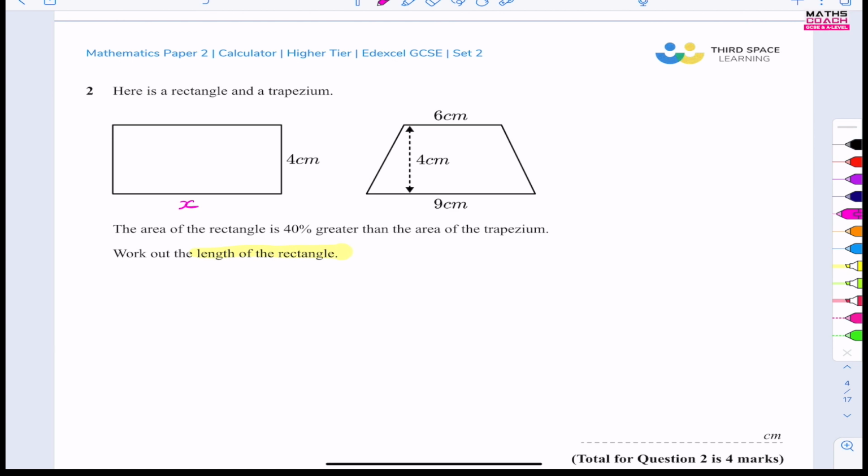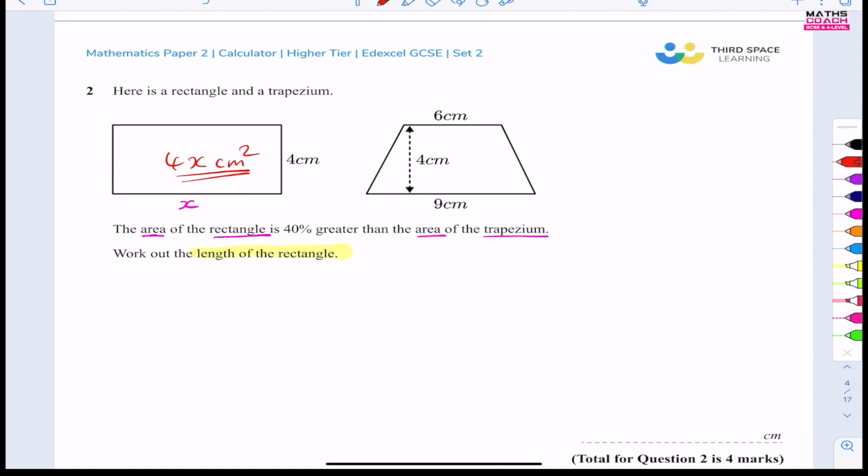Now, what we're dealing with is area. Okay, so we want to find the area of both our rectangle and our trapezium. So the area of the rectangle is going to be the length times the width, and that is x times 4. So that's going to be 4x centimeter squared.